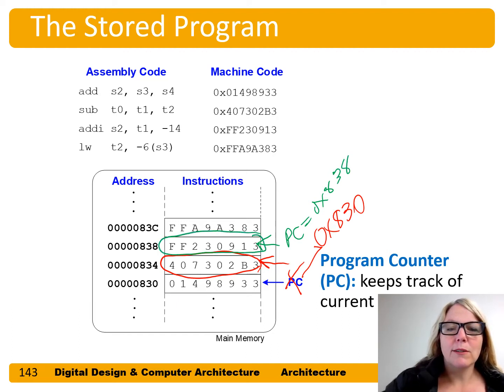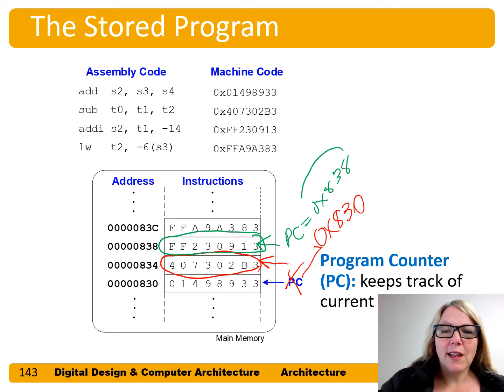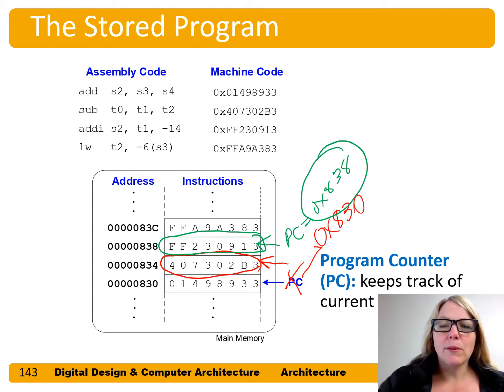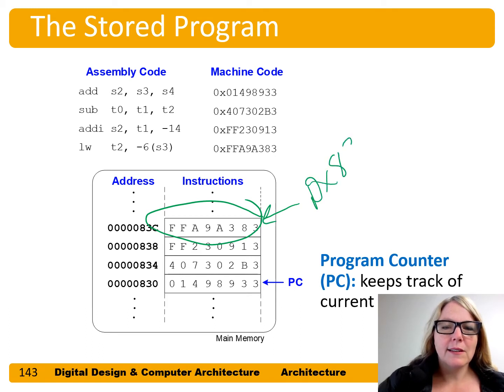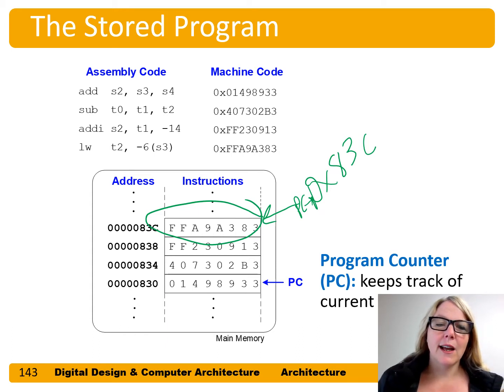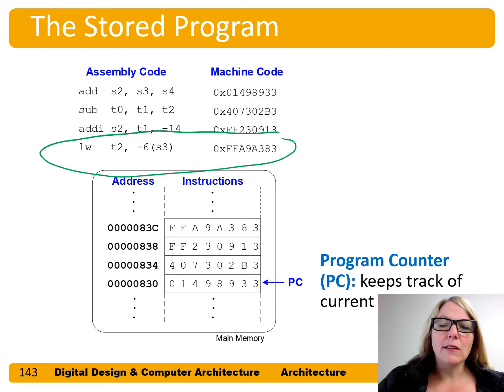fetches that instruction from memory, reads the instruction at that memory address, the memory address pointed to by the PC, the program counter, and then finally PC increments by 4 again to hex 83C, and we read memory at that address. The memory at that address is an instruction, in this case, and we perform the operation indicated by that instruction. In this case, the last instruction is the load word instruction.